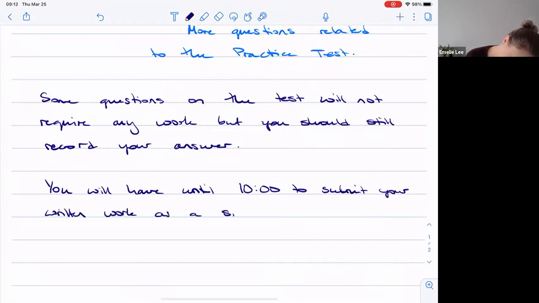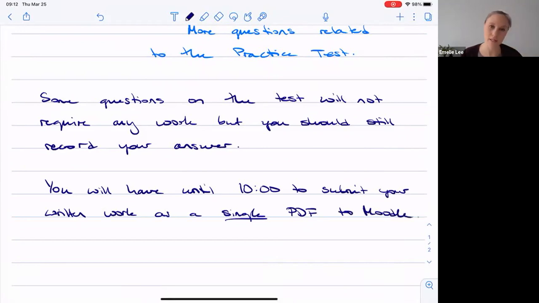as a single PDF again, right? Which you've already practiced, so that's good. As a single PDF to Moodle. I'll set up a Moodle Dropbox. Okay, so you will have those extra 10 minutes after class, but you'll only have the class time to do it. So that's 110 minutes. And when you're doing the practice test, maybe keep that in mind, because you'll want to keep your pace up.